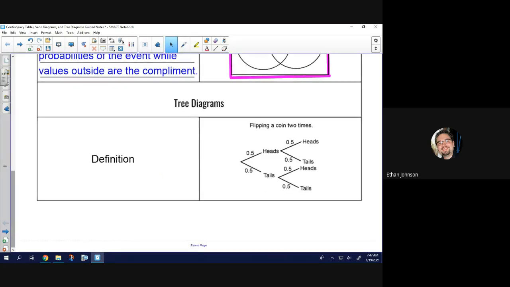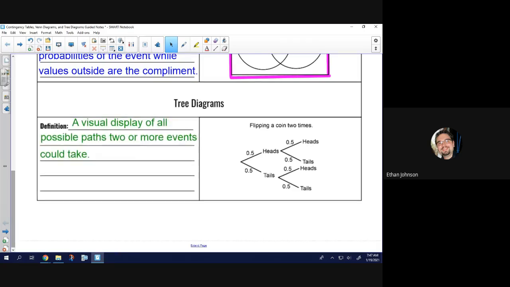And then our last one is a tree diagram. A tree diagram is a visual display of all possible paths two or more events could take. Now for this, I could say event 1 is getting a tails. So we start at the far left, we go to tails. And then I'll say event 2 is a heads. So I follow the path going along. And each of these has an associated probability with it. And this is kind of a visual reminder and visual way of figuring stuff out.